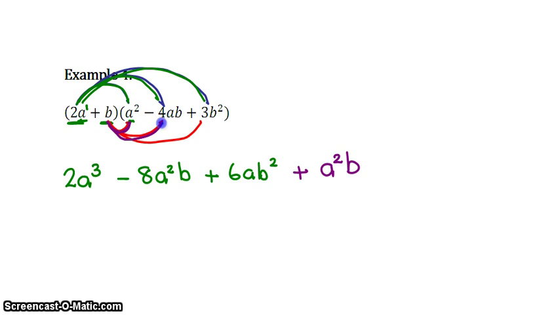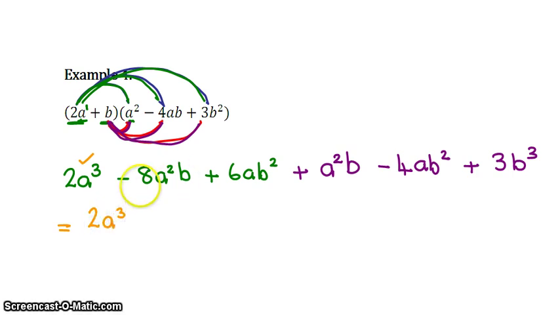Right, then b times negative 4ab would be negative 4ab squared, alphabetical, and b times 3b squared would be 3b cubed. Great. Now all I've got to do is my like terms, and then I'm done. Right, let's have a look. A cubes. Any other a cubes? Nope. So that's a cubed. A squared b's. Any other a squared b's? Yep. There's an a squared b.